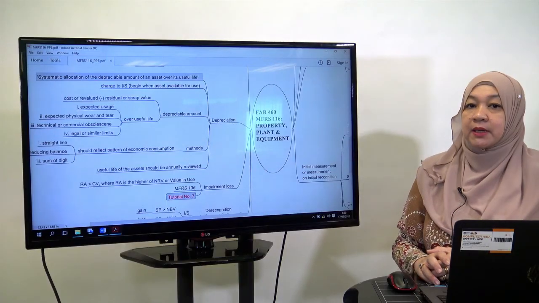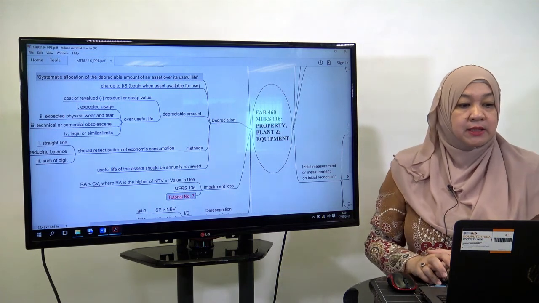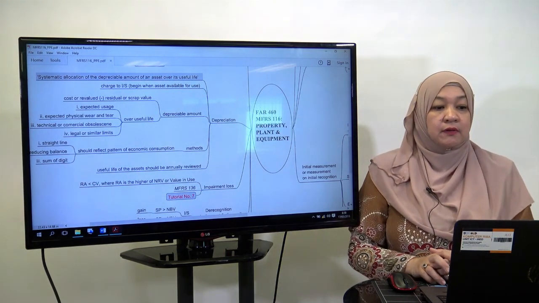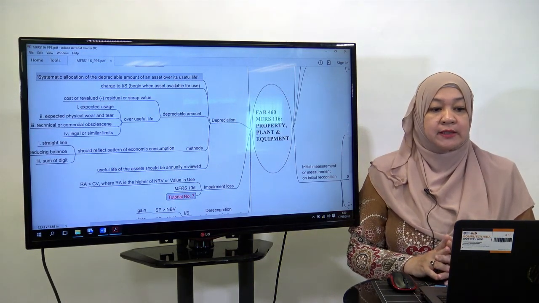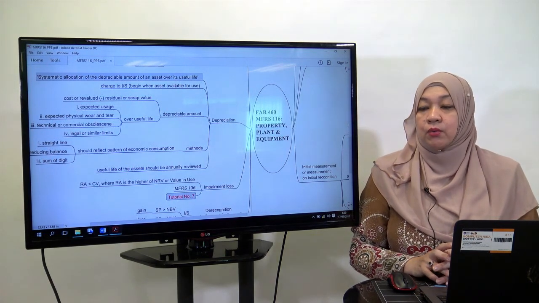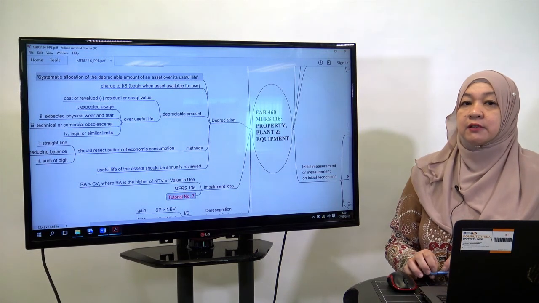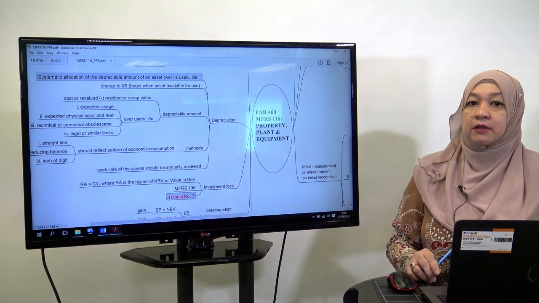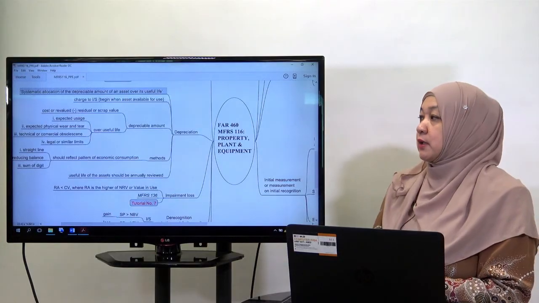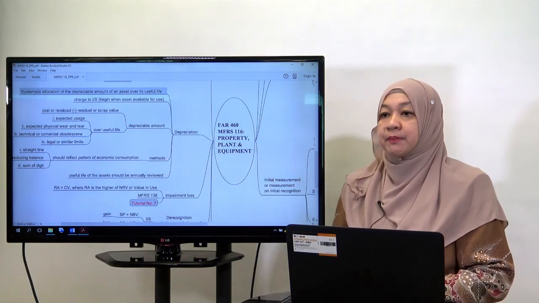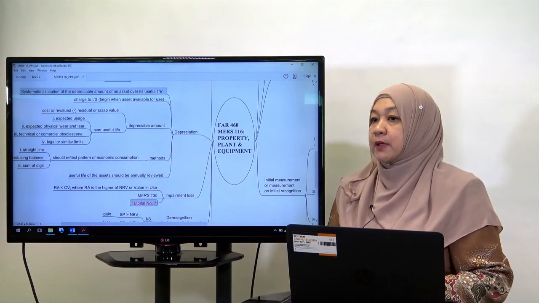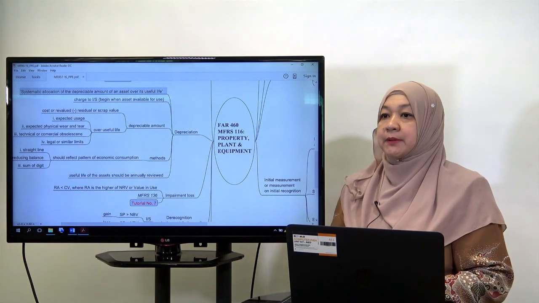So what does it mean by depreciation? Depreciation is the systematic allocation of the depreciable amount of an asset over its useful life. Now, why do we need to have depreciation? Now this is following the matching concept. So what does it mean by matching concept? That is, we charge the amount incurred for that particular period with the income earned for that particular period.